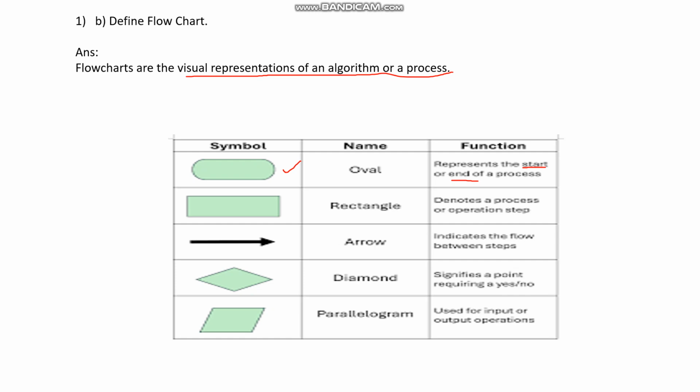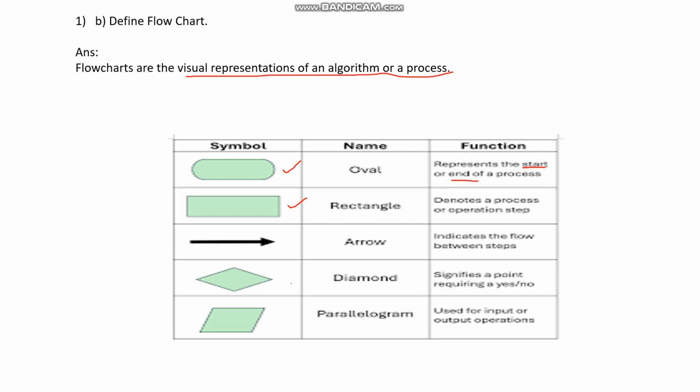Let's come to the rectangle. The rectangle denotes a process or operation step. Means whenever we are doing any calculations, the calculation part is written in the rectangle. Next, come to the arrows. Here the arrows indicate the direction of the flow. They indicate the flow between the steps.